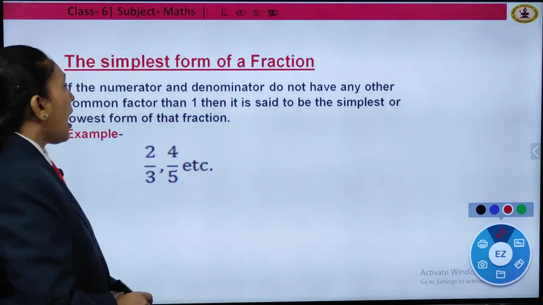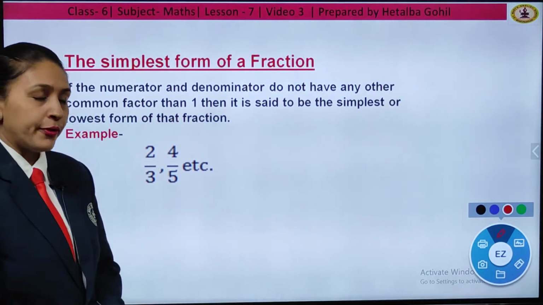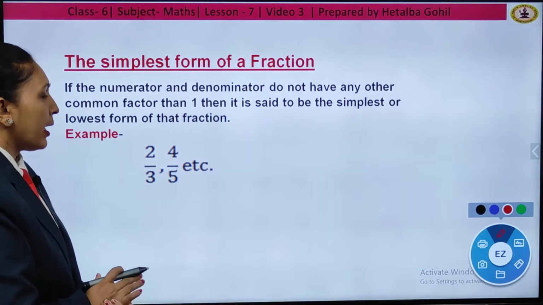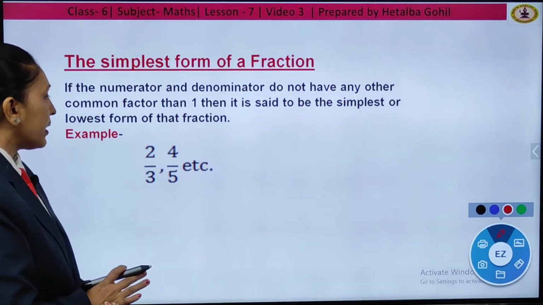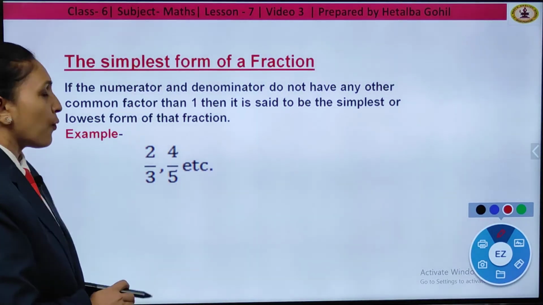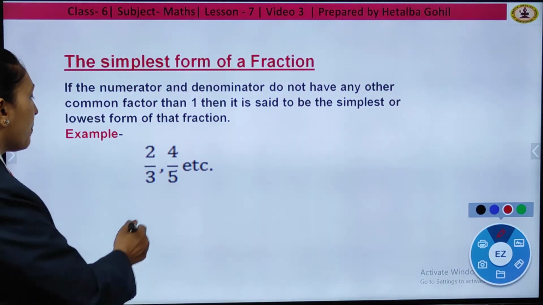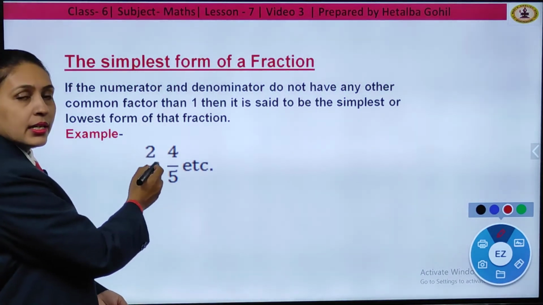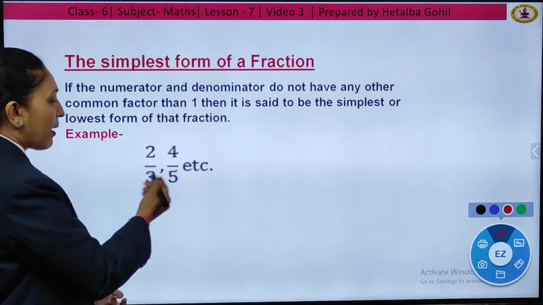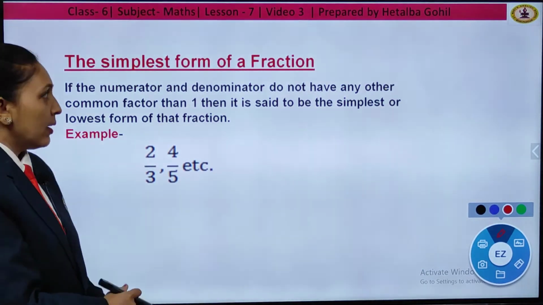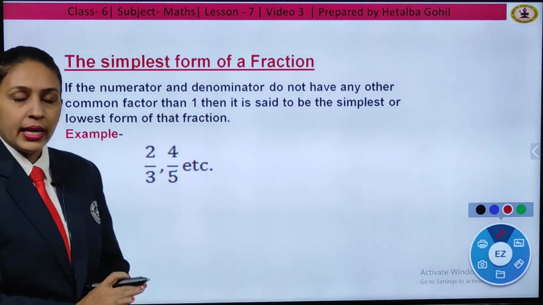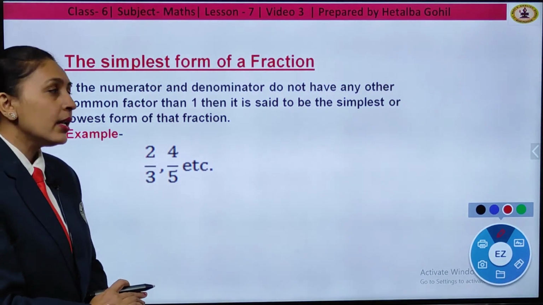Now children, let us understand the next topic, that is how to find the simplest form of a fraction. If the numerator and the denominator do not have any common factor other than 1, then the fraction is said to be in the simplest or the lowest form. For example, 2 by 3. Children, here in 2 and 3, there is no common factor except 1. 4 by 5 is another example of the simplest form of a fraction, where 4 and 5 do not have any common factor other than 1.